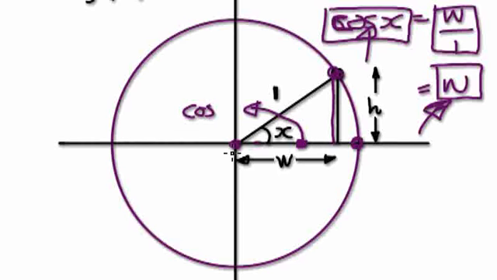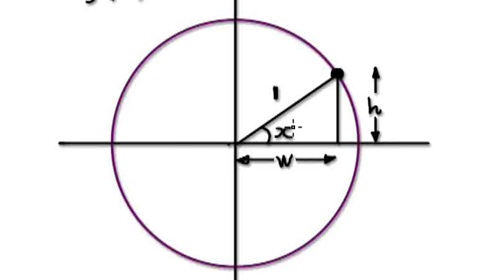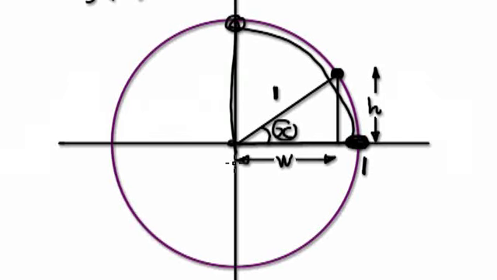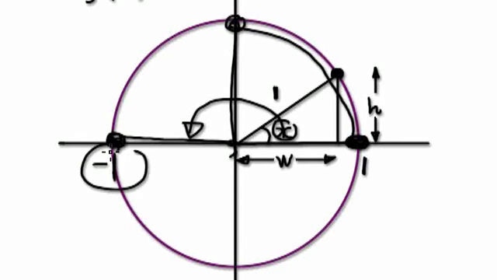When the angle is 0, when it's right here, so it's just a straight line like this, the width is 1. When it's at 90 degrees, the width here is 0, and then when it's over here, this is negative 1. So when x is 180, the width here is exactly negative 1. When it's, let's say, here, the width would be this distance here, but on the negative side.